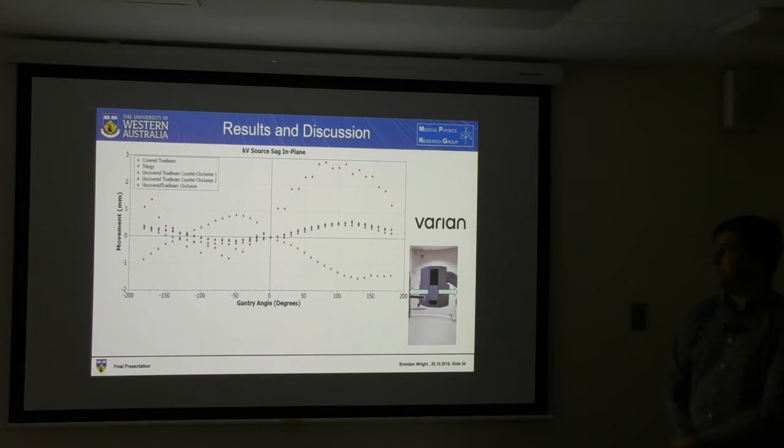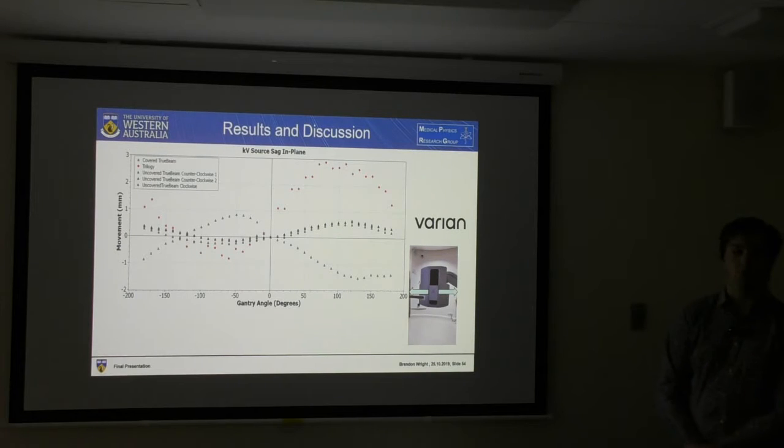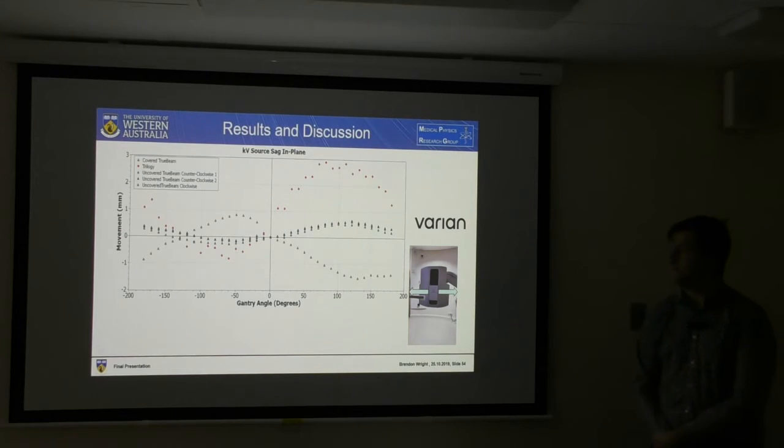And this is also repeated in more dramatic fashion in the source sag in the in-plane direction, where the Trilogy had a source sag of up to nearly 4 millimeters of movement, whereas the True Beam encountered a source sag of within 1 millimeter of movement. And once again, it's noticeable that there's a significant difference between the covered and uncovered sources.